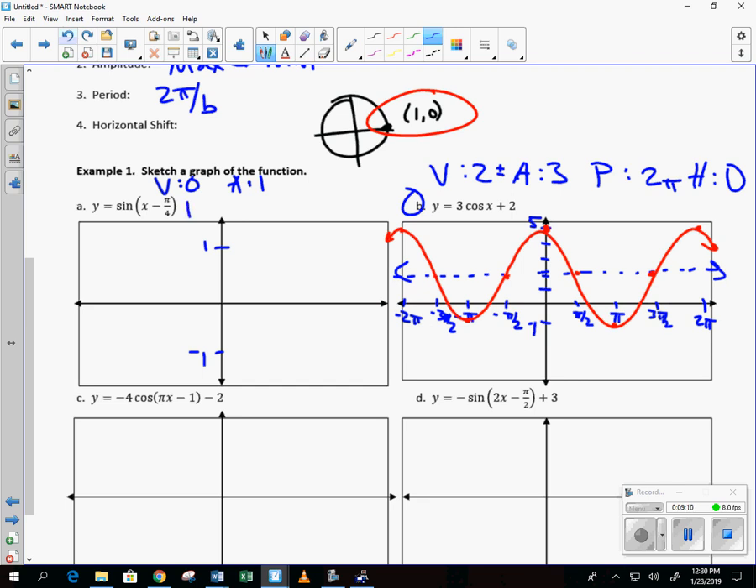What's the period? 2 pi. Tricky, tricky, tricky. Great. Got them all marked out.